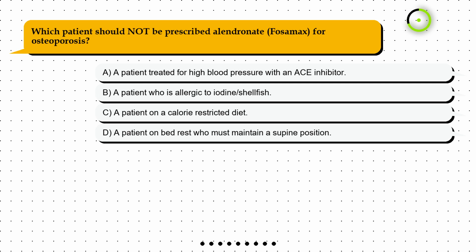Option A. A patient treated for high blood pressure with an ACE inhibitor. Option B. A patient who is allergic to iodine/shellfish. Option C. A patient on a calorie-restricted diet. Option D. A patient on bed rest who must maintain a supine position.